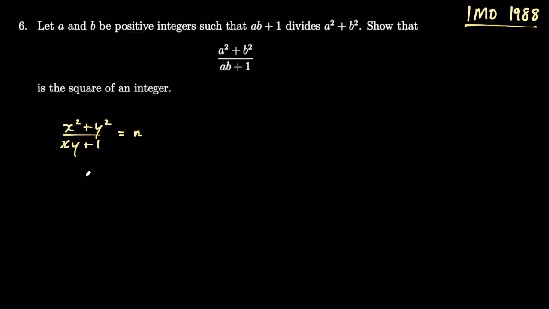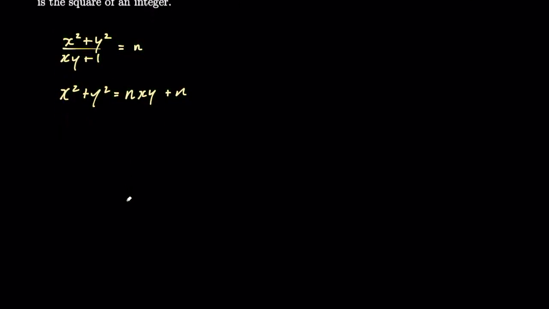So if you multiply on the right hand side by xy plus 1, you get x squared plus y squared equal to n multiplied by xy is nxy, n multiplied by 1 is plus n. And then bring everything over to the left hand side so that it is all equal to 0. So we'll have x squared take nyx. I'm going to write it like this. You'll see why in a minute. And then we have a plus y squared take n, and all of this is equal to 0.